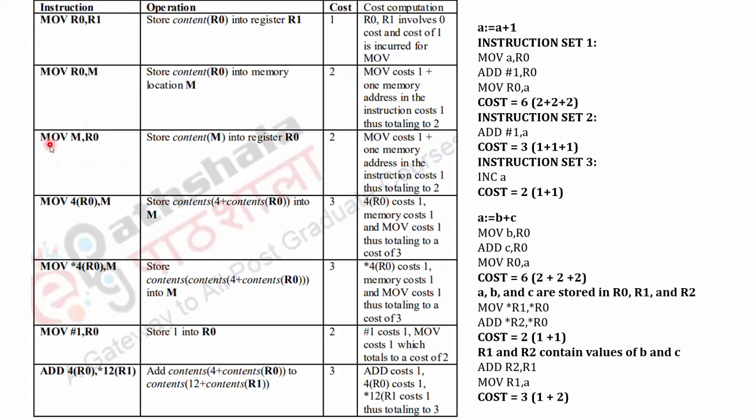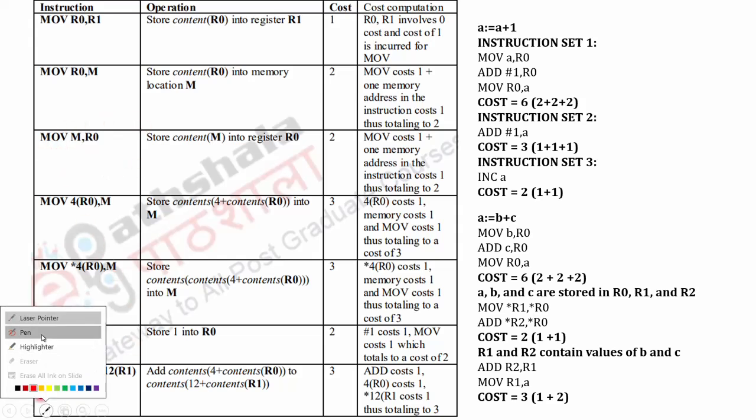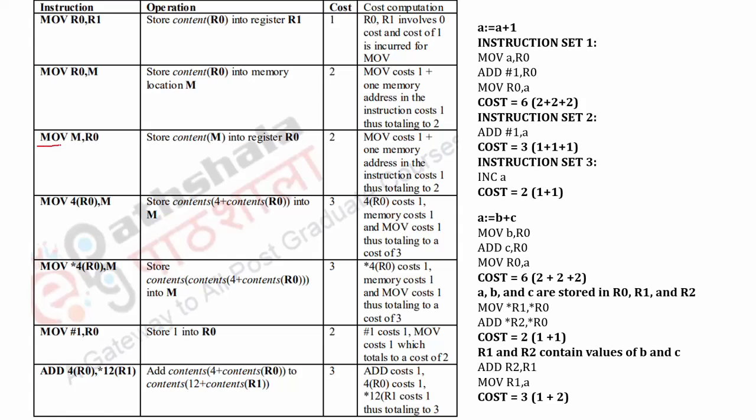Similar to it also, we have move for this one. Here for this one we will be having 1, and for this memory we will be having another 1, plus 1. So the total cost will be 2 here. And for this one we will be having cost 1, and here we have something called the indexed mode. Okay, indexed mode. So for this also it will cost 1.